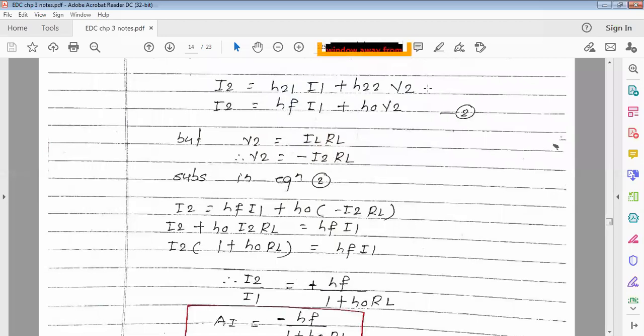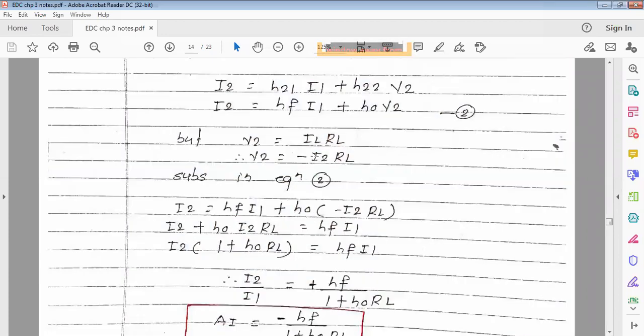So we have to put that value of V2 into equation 2. I2 is equal to HF I1 as it is, plus HO as it is. Instead of simply V2, we have to replace that V2 with minus I2 into RL. And again, rearrange this one. Here, this minus term we have to transfer towards the left side, and it becomes plus. So I2 plus HO RL into I2 is equal to HF into I1.